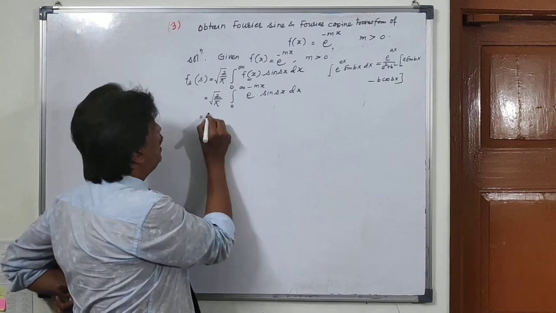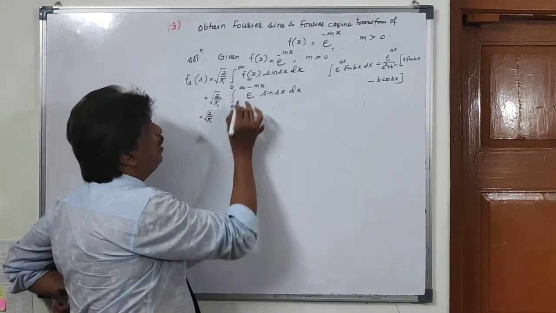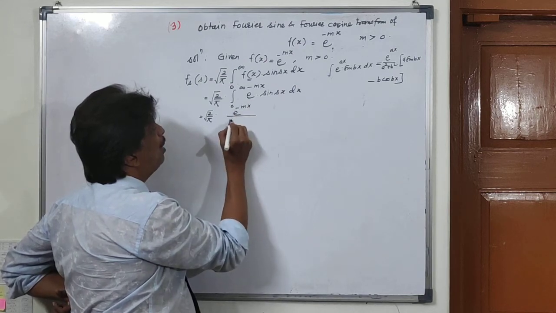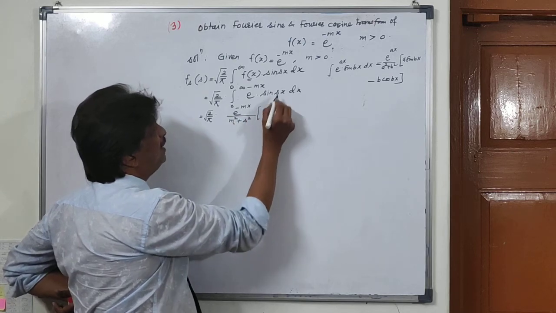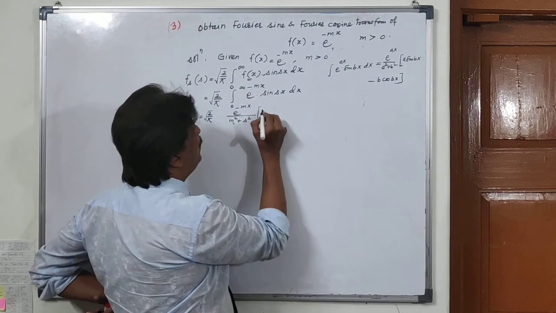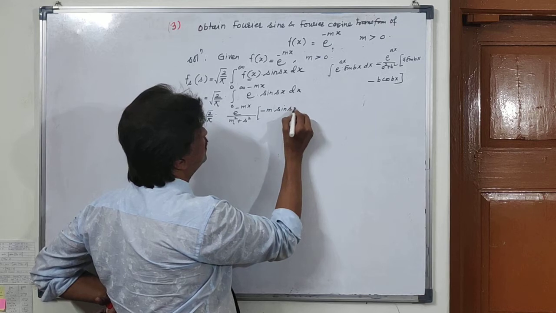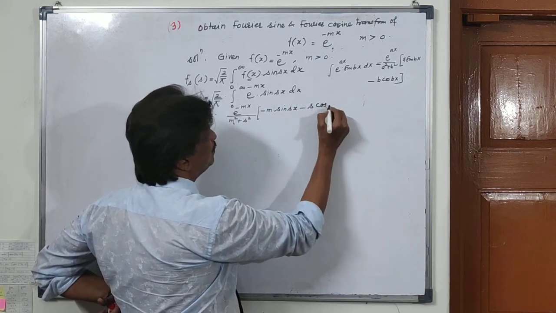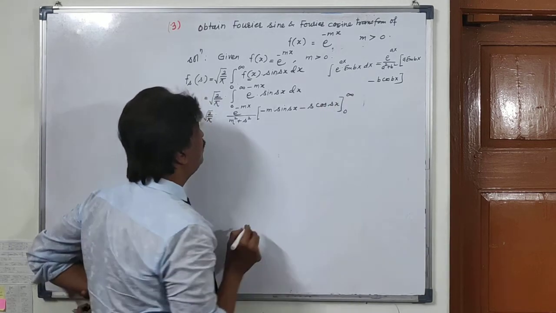Root of 2/pi, e to the power minus mx upon m square plus s square, into minus m sin sx minus s cos sx. Limits are of course from 0 to infinity.